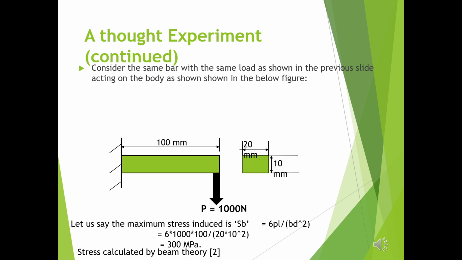Now let us consider the same bar, same load, with the only difference being that we are changing the orientation of the load with respect to the bar. So now instead of having a bar in tension, we have a cantilever beam with a point end load. You can see from the screen, using the formula I have given, 6PL by BD square, the stress induced is about 300 megapascals. A big jump, right? From 5 megapascals, the stress has reached 300 megapascals just by changing the orientation of the load with respect to the bar.